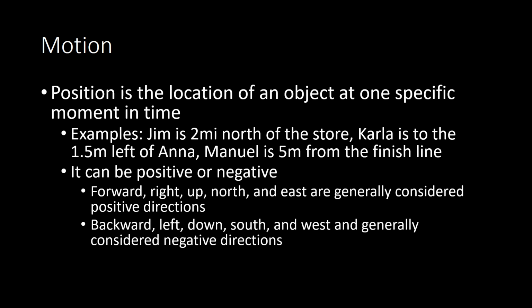It can be positive or negative. Typically, we consider forward, right, up, north, and east to be positive directions, backward, left, down, south, and west to be negative directions. But depending on where you make that arbitrary 0, those could be the other way around. Just typically in this class, assume that if I'm saying north or east, it's moving in a positive direction. If I say left or backward, it's moving in a negative direction.